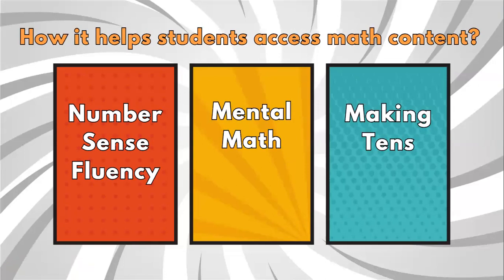Number bonds can also help students with mental math and the ability to quickly compute numbers together. Lastly, number bonds can be beneficial in helping students break numbers apart to form tens. For example, when adding 6 plus 7, students know that 7 can be broken up to 4 and 3, and that 6 plus 4 equals 10, and 10 plus 3 equals 13.